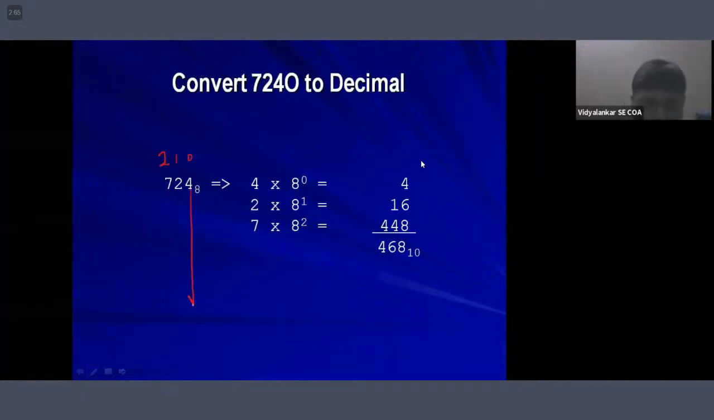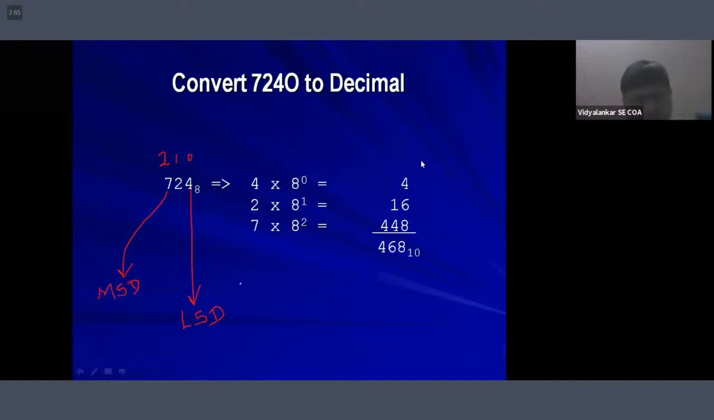This particular digit is now called the least significant digit, LSD. In other number systems we will say least significant digit because its weight is 0. And this particular digit is called MSD, which means most significant digit. Again, I'm writing the LSD, then the next digit, and then the MSD in a column format.